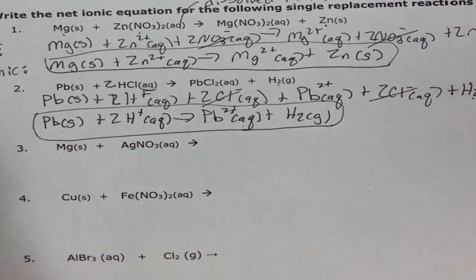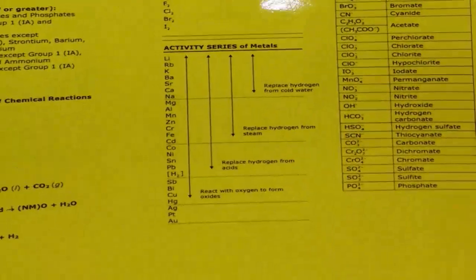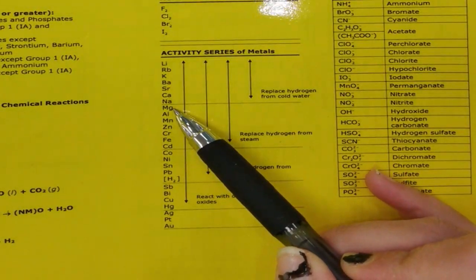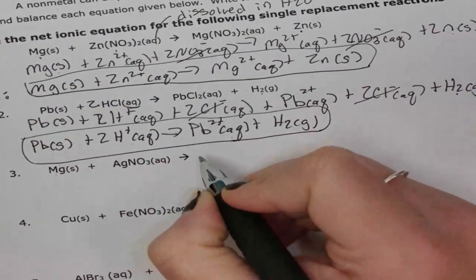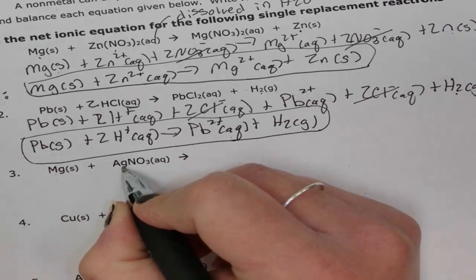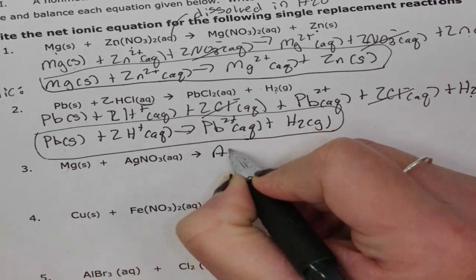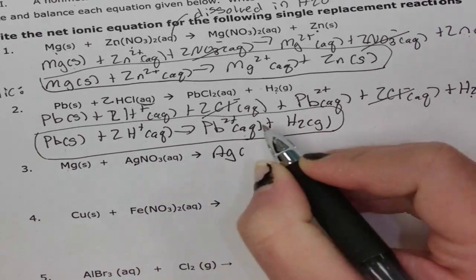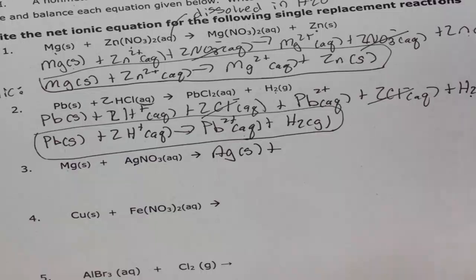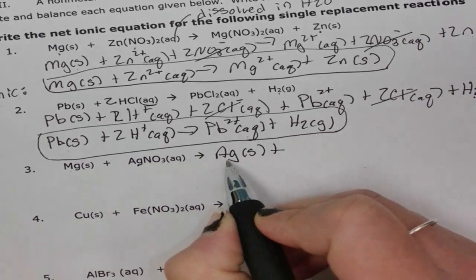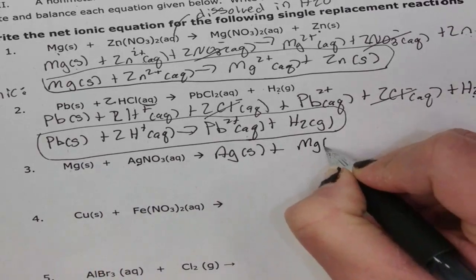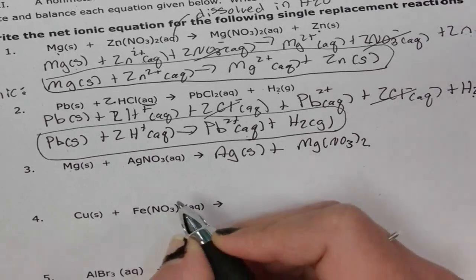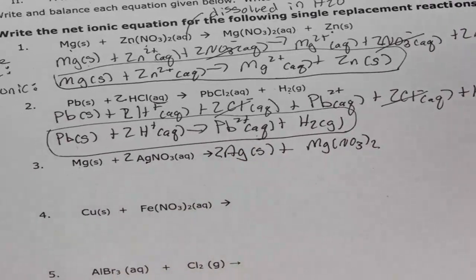Magnesium plus silver nitrate. So when I look at my activity series, magnesium is higher than silver, so this reaction will work. So what are my products? Magnesium is going to kick silver out by itself. So silver is going to be all by itself, and anytime we have a metal by itself, it will be a solid. So you know the state of matter. If you have a metal by itself, it is a solid. So magnesium now combines with nitrate to form magnesium nitrate, and then we simply have to balance our chemical equation.